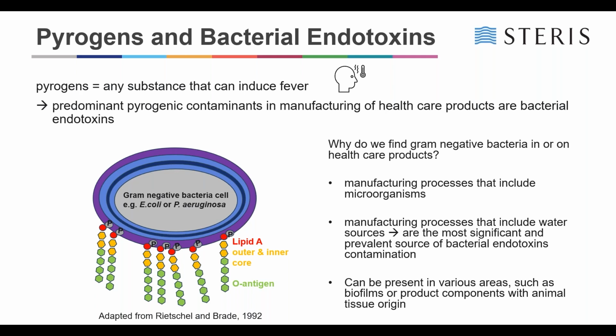So these gram negatives happen to be quite ubiquitous in the environment. Any manufacturing process that includes microorganisms, water is a big factor within the worlds of these bacteria, and it can present itself in forms of biofilms. Any tissues of animal origin is another predominant source of these gram-negative bacteria, which are leading to endotoxins.